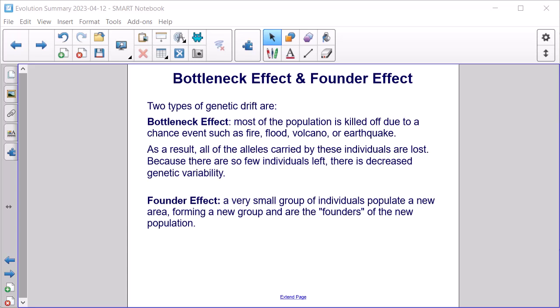And two, the founder effect, where a very small group of individuals populate a new area, forming a new group, and they are the founders of the new population.